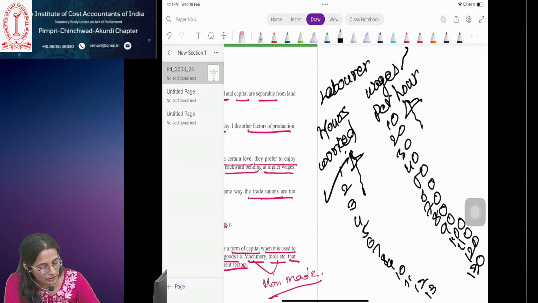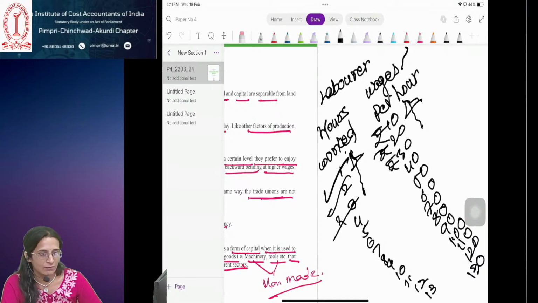As the hours worked go on increasing, I increase the wages per hour. When I work for 1 hour, I'll get rupees 10. When I work for 2 hours, I'll get rupees 20. When I work for 3 hours, I'll get rupees 30. So the laborer is motivated at the start. I am working more, I'll get more wages. My wages are getting doubled. So he will work for 9, 10, 11, 12 hours.